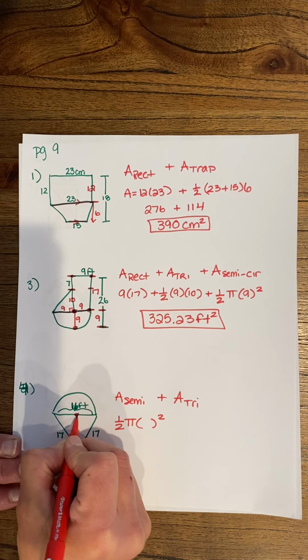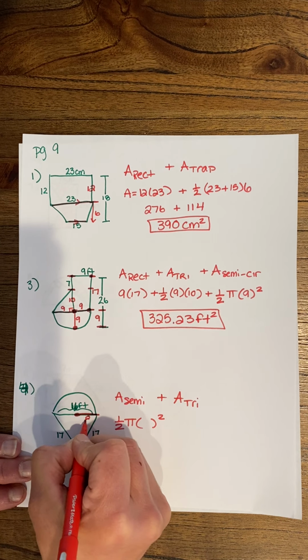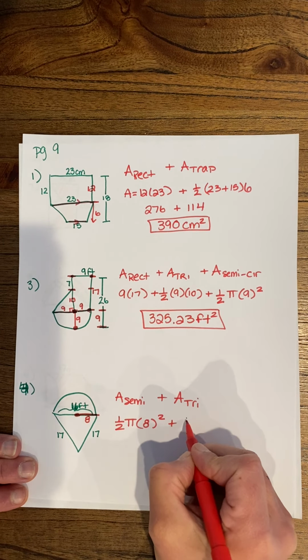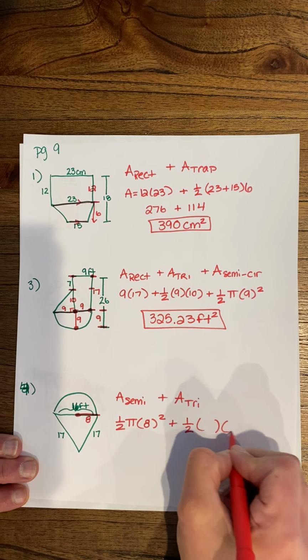The r we don't have written in, but we can find it, right? Because they gave us the full diameter. We know the r is 8. Now for the triangle, that is 1/2 base times height. Okay, so that's where our problem is.